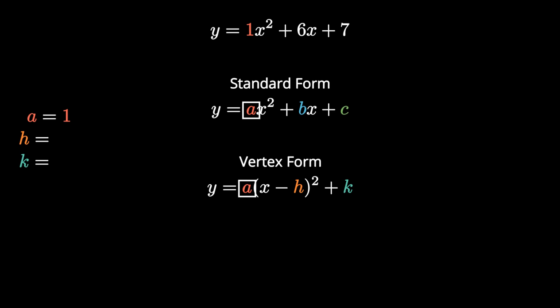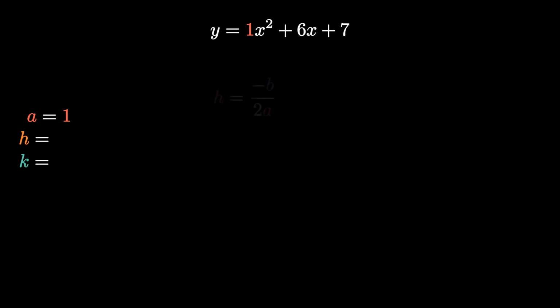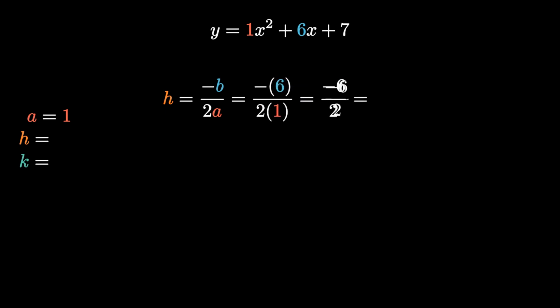Now to find our h and our k, we are going to be utilizing the vertex formula. Now the vertex formula is basically negative b all over 2 times a, and this provides us our h, which is the x coordinate of our vertex. So we're going to plug in the b and our a. So the b in this case is 6, and then our a is 1. So when we plug those in, that'll give us negative 6 all over 2 times 1, which will give us negative 6 divided by 2, and negative 6 divided by 2 is negative 3. So we get our h being negative 3.